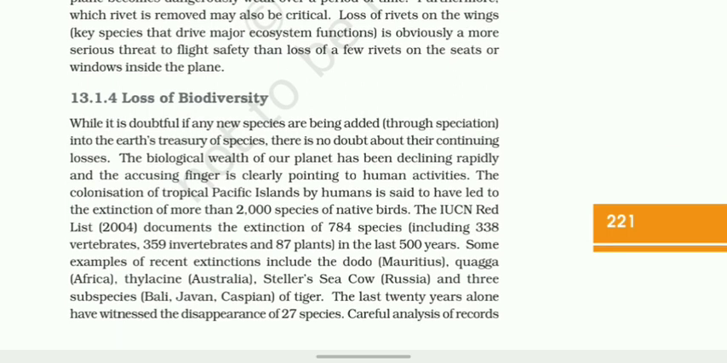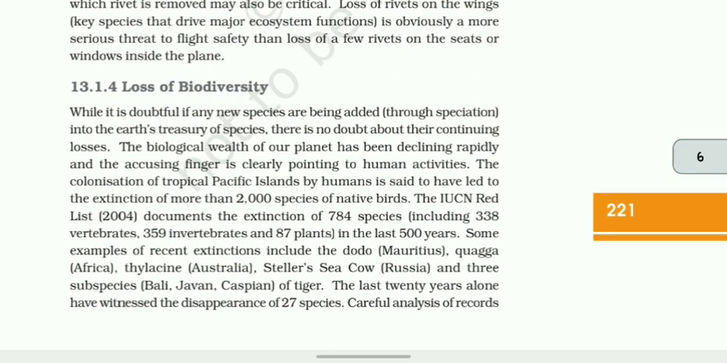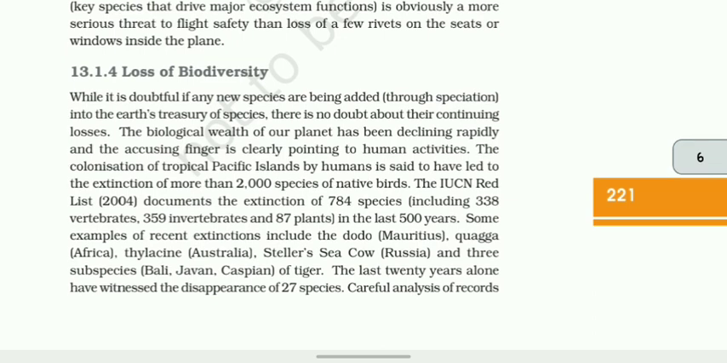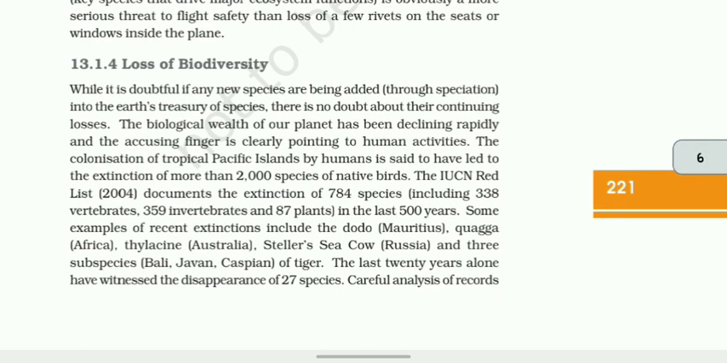Furthermore, which rivet is removed may also be critical. Loss of rivets on the wings, that is key species that drive major ecosystem functions, is obviously a more serious threat to flight safety than loss of a few rivets on the seats or windows inside the plane.